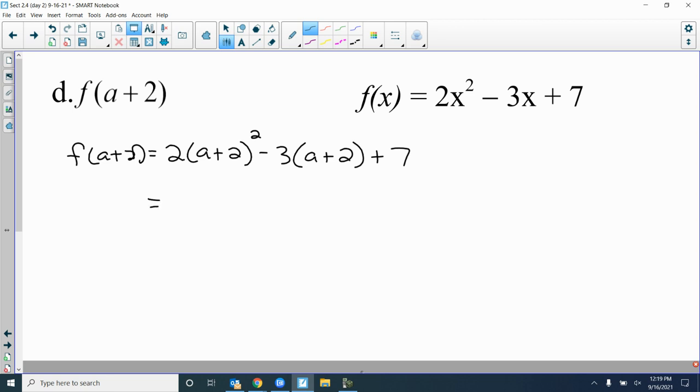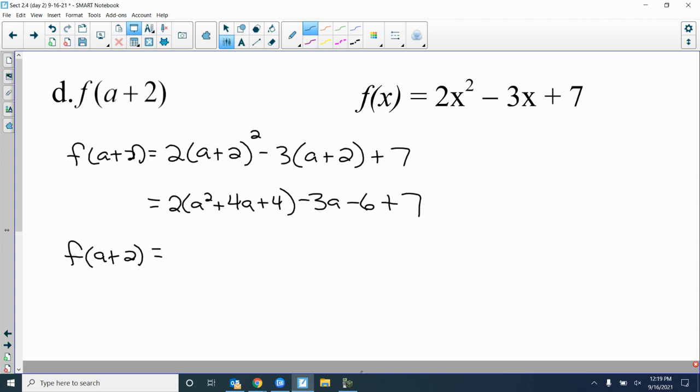Now that a plus 2 squared, you got to FOIL it. So you're going to get 2 times a squared. When you're done FOILing, you'll get 4a. 2 times 2 is plus 4. Distribute your -3. And now go ahead. Distribute your 2 and then combine any like terms. You do want to simplify where you can.